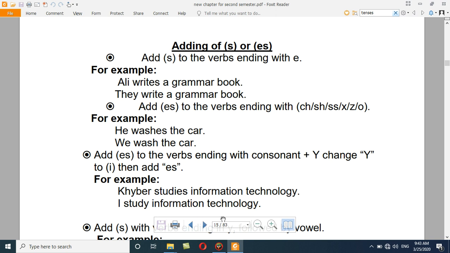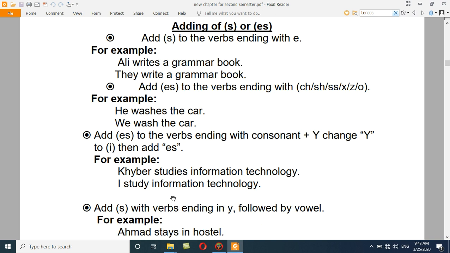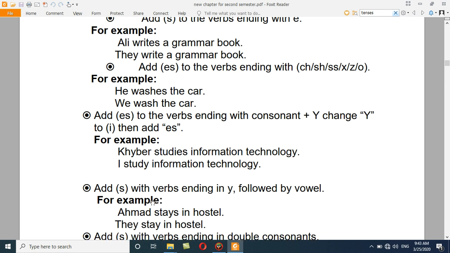I study information technology, right? You cry, they cry, and so on. So we need not to change y into i and add es.